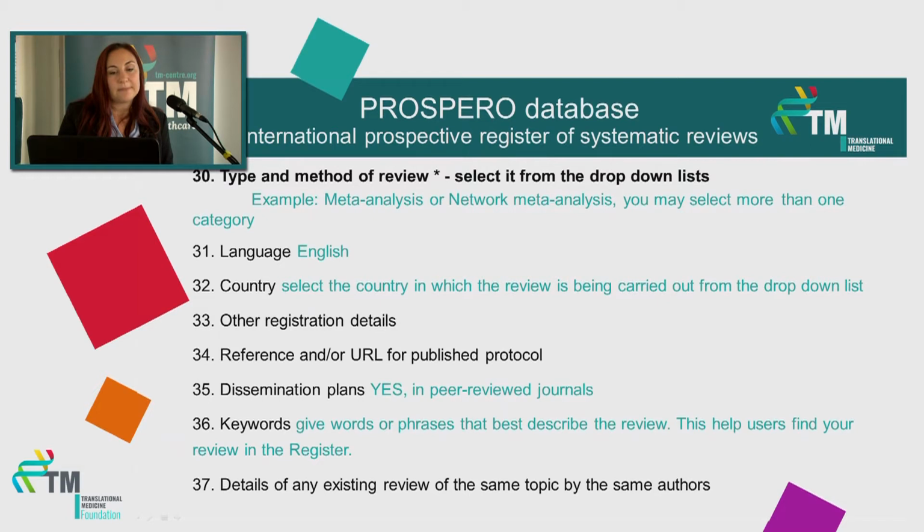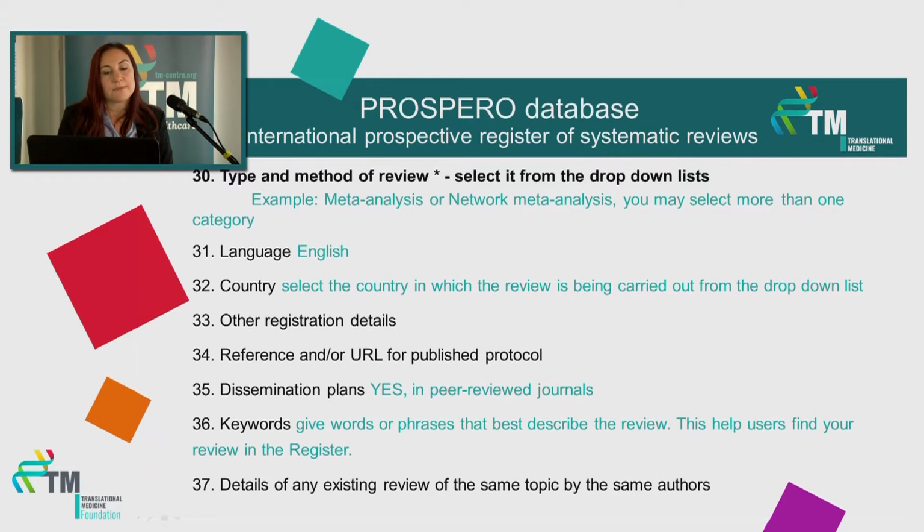We have here type and method of review. You should select it from the drop-down list. So examples are meta-analysis or network meta-analysis. You may select more than one category. The language is usually English. You can write here, it's not a mandatory field, and the country is usually Hungary. And you can indicate other registration details.